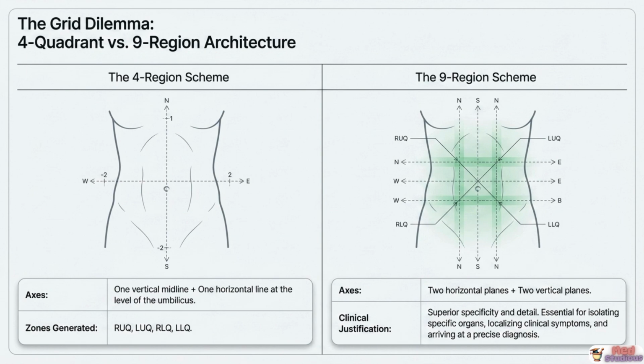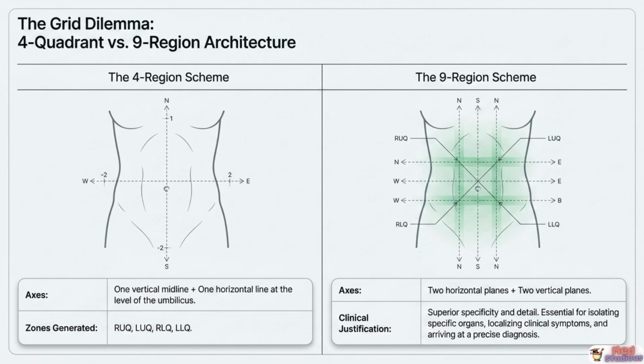The 9-region scheme uses 4 planes, 2 horizontal and 2 vertical, creating a 3x3 grid of 9 named zones. This system offers superior specificity. It is essential for isolating specific organs, localizing clinical symptoms with precision, interpreting radiology reports, and arriving at a refined anatomical diagnosis. The 2 systems are complementary, not competing.